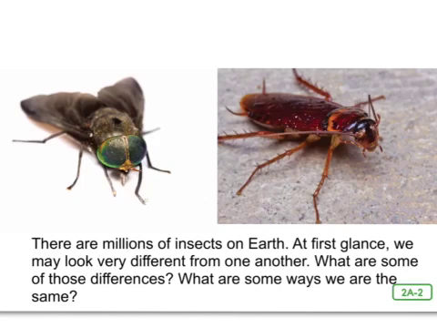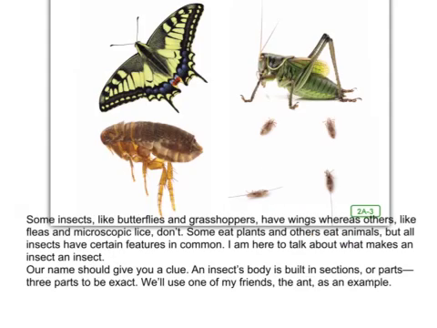There are millions of insects on Earth. At first glance, we may look very different from one another. What are some of those differences? What are some of the ways we are the same? Some insects, like butterflies and grasshoppers, have wings, whereas others, like fleas and microscopic lice, don't. Some eat plants, and others eat animals, but all insects have certain features in common.